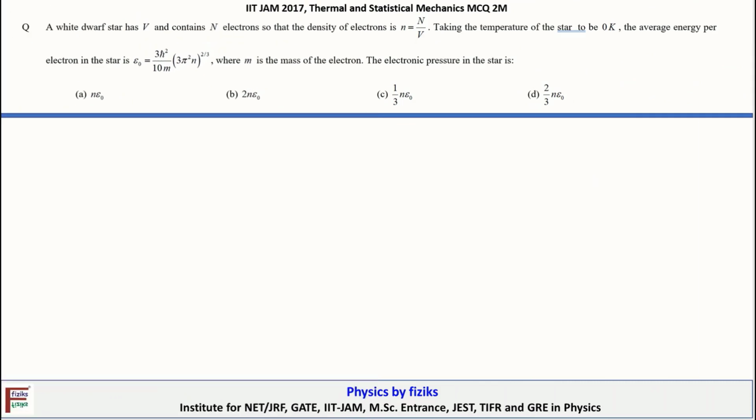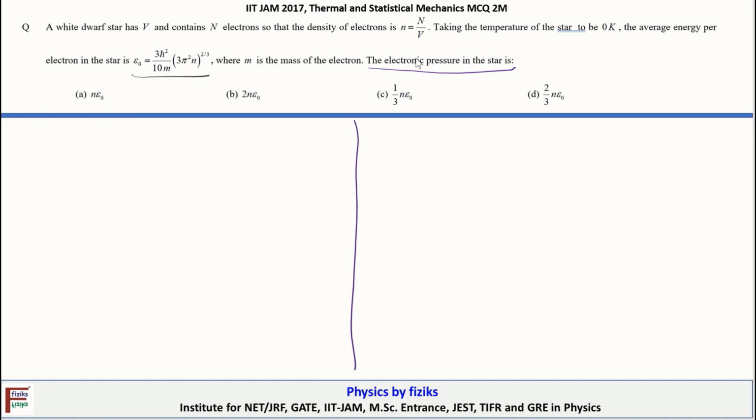A white dwarf star has volume V and contains N electrons, so that the density of electrons n is equal to N by V. Taking the temperature of the star to be 0 Kelvin, the average energy per electron in the star is given by this expression here, where m is the mass of the electron. The electronic pressure is? So we have to determine the pressure exerted by a system of electrons inside the white dwarf. Here, if we treat the electrons as a gas, we can apply the results that we developed in thermodynamics for the case of gas molecules.